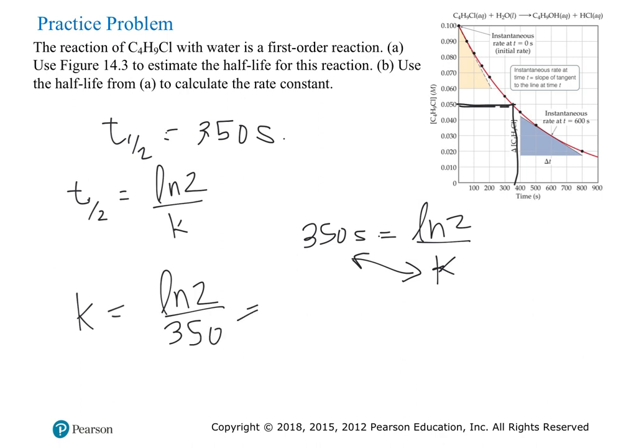And we get about 2.04 times 10 to the negative third inverse seconds. I'm doing that as if this is 340. That's what the textbook is using, but if I use 350, I should get something similar.